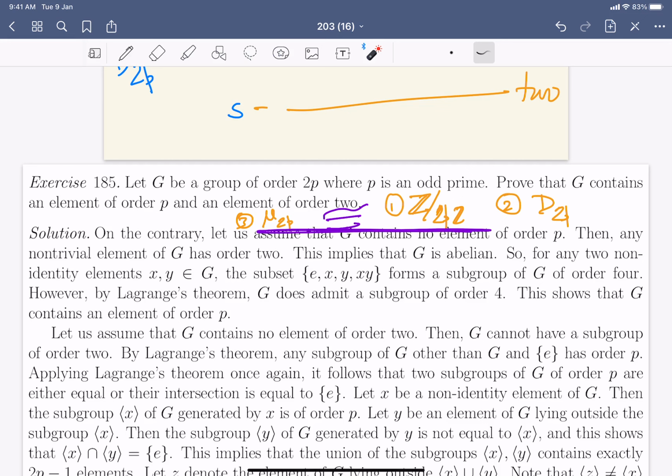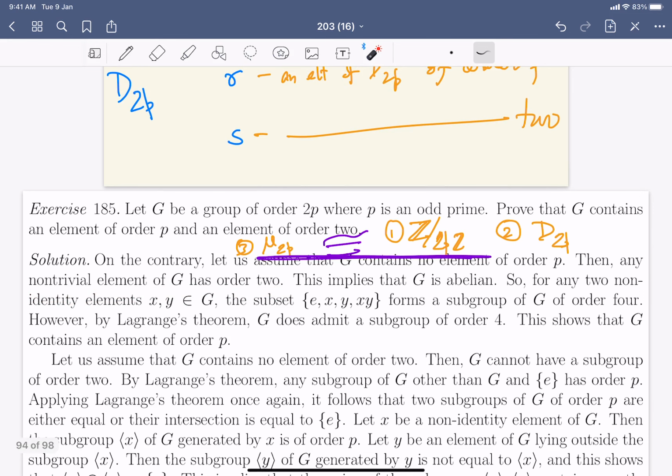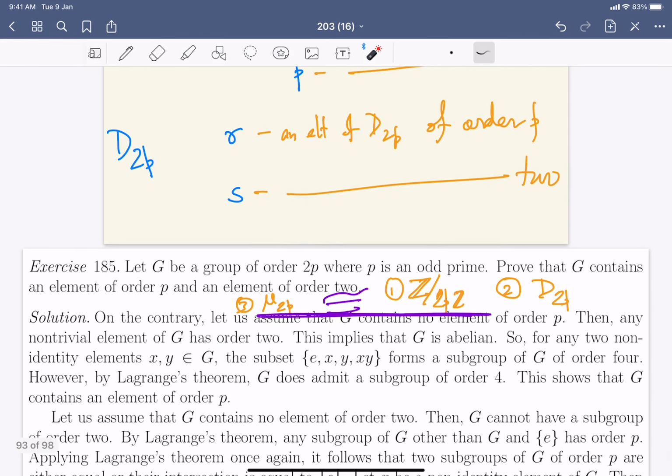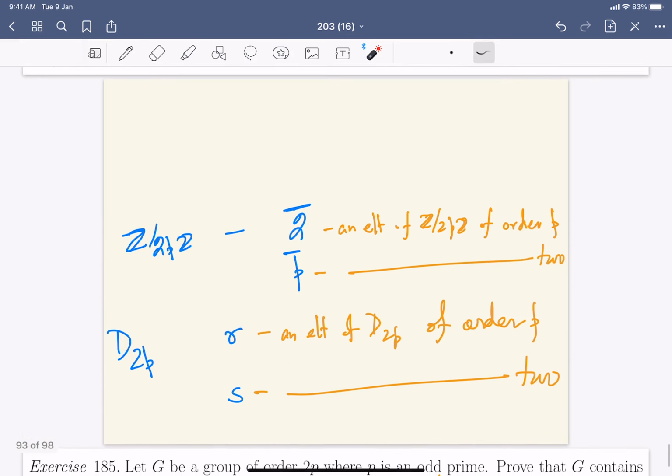Okay, just give me a moment. I think there is some trouble with this sentence, that any non-trivial element of G has order 2. No, cannot do that. Okay, but still there is a way to bypass. Just give me a moment.